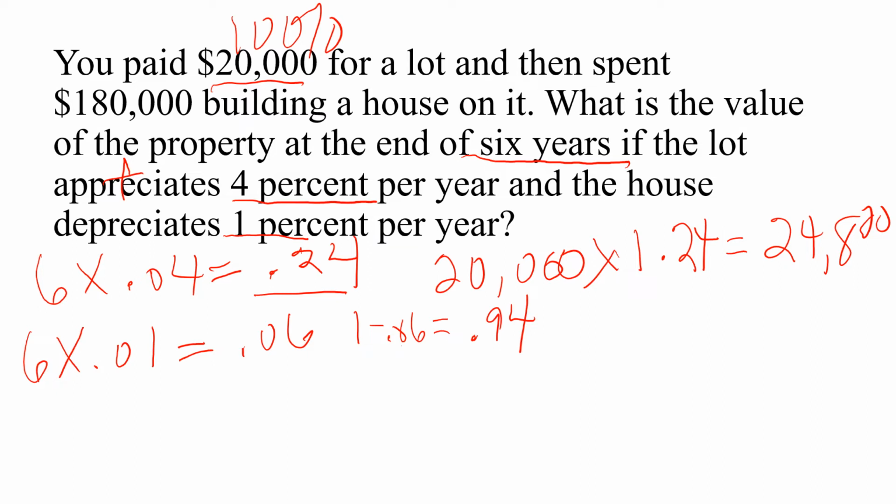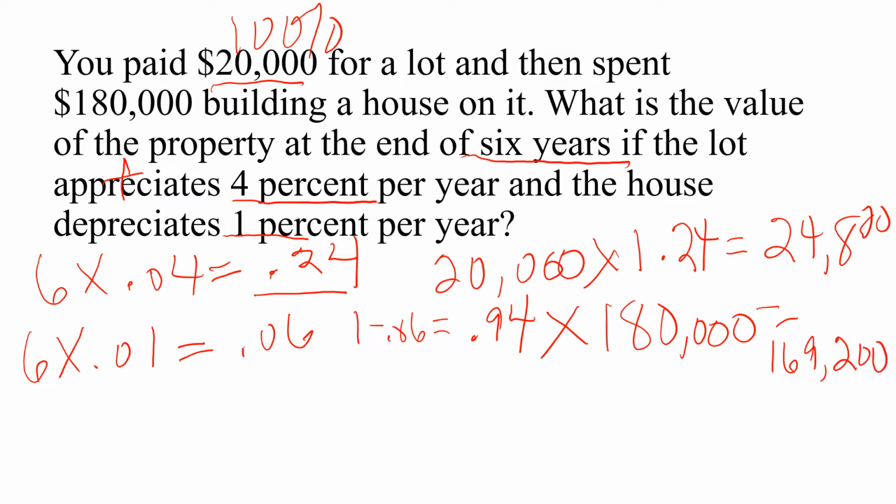So now we can take our 0.94 times 180, and that equals 169.2. And we add the lot and the home together to give us 194.